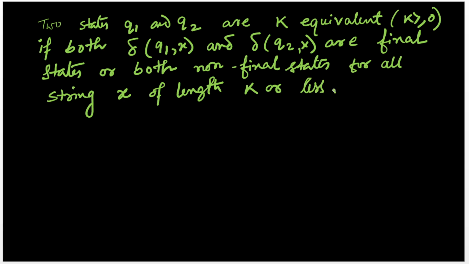That means two states q1 and q2 are k equivalent if both of these transition functions with the string x of length k satisfy this condition. That means after applying both transition functions on the string x, both are either final states or both non-final states, then we say that two states q1 and q2 are k equivalent, where the length of the string is k or less.